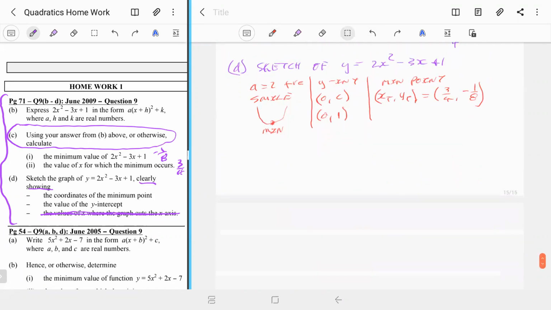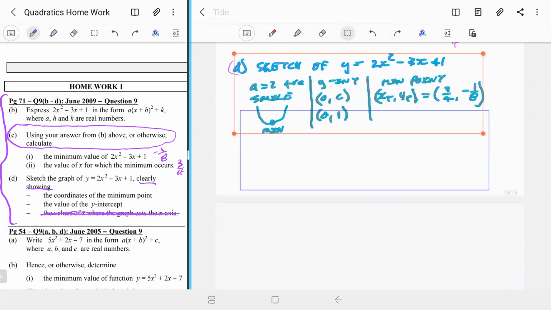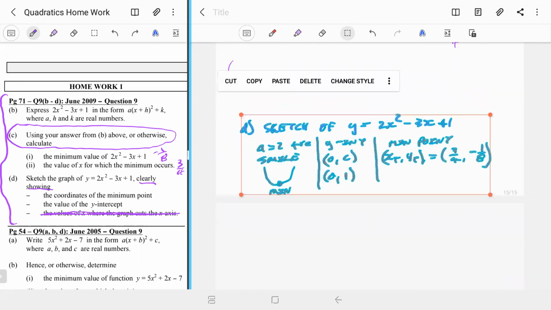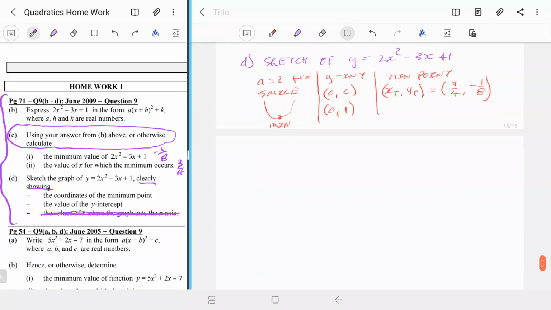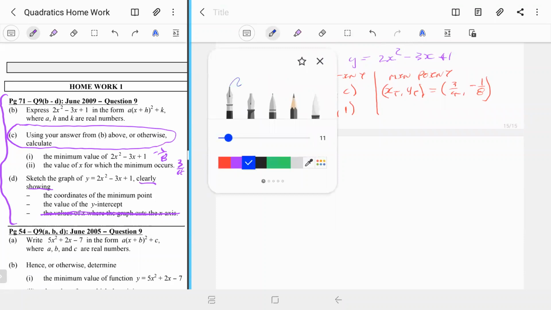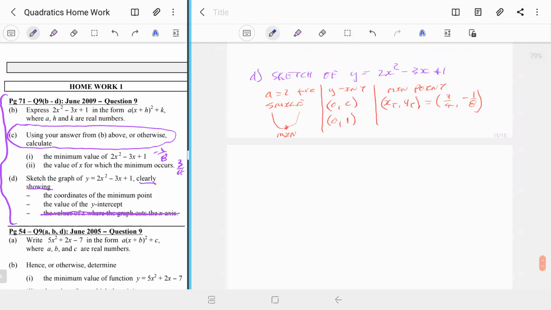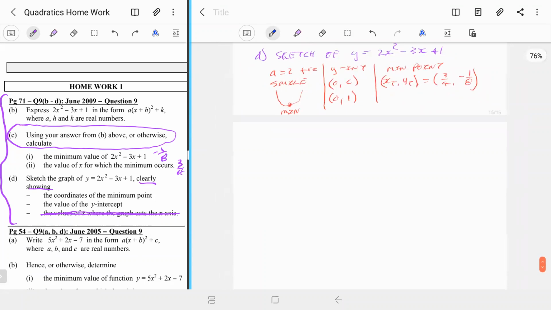All right, let me shift this down further, so we can push it up and do the sketch. Now we're going to do the sketch, guys. I'm going to put in my y-axis and my x-axis. This is a sketch, it doesn't have to be accurate, we don't need any scale. Just a sketch of it.